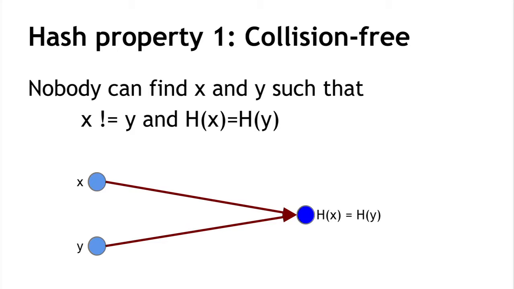And so if we look at the operation of the function as depicted by one of these red arrows, here's x and H of x, and here's y and H of y, then nobody can find a situation like this, that you have an x and y that are separate, and yet when you hash them, they hash to the same value. Now, one thing to notice is that I said nobody can find. I didn't say that there is no collision. Because if you think about it, there has to be a collision.